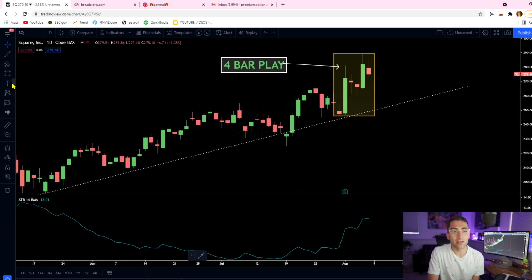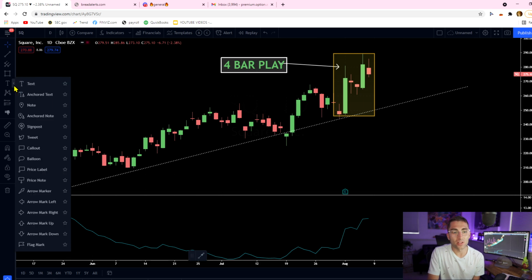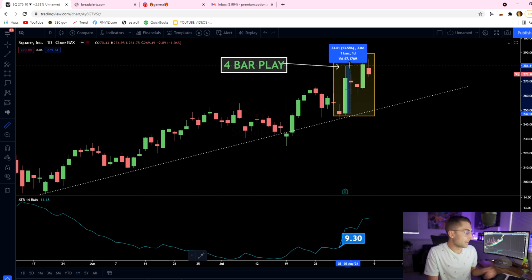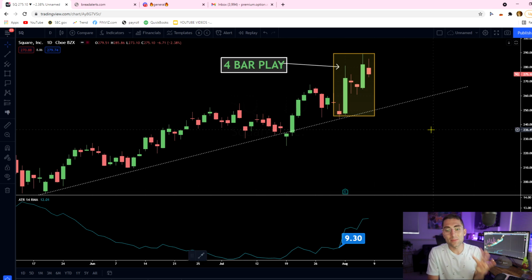So right about here, I'll pinpoint this one out for you. Let's do price label. The bar before we broke out, we were around 9.35 ATR. So the candlestick that moved after this ATR reading was about 33. So that's about a 4 times ATR move. So we know it's an anomaly move. We know it's a momentum play.